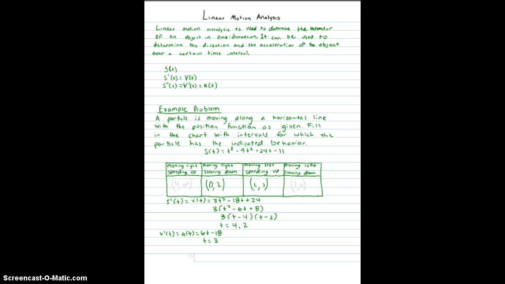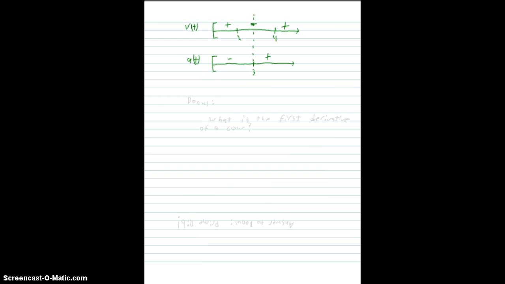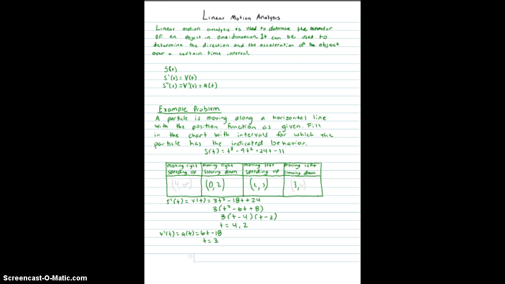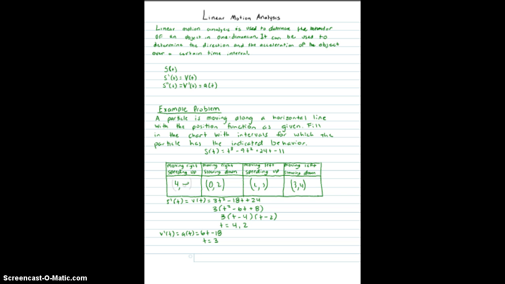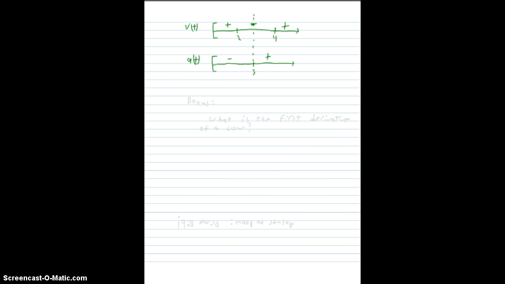Now we need to look at 3 to 4. It's still moving to the left, but this time it's slowing down because the signs don't match up. So you mark that over in this chart, 3 to 4. And then the last interval is from 4 to infinity, and it's moving to the right, as you can see in the velocity function, and it's speeding up because acceleration is positive as well. So that's the last thing. Mark it over here, then you're set. Now that you have that chart completed, that completes this problem.